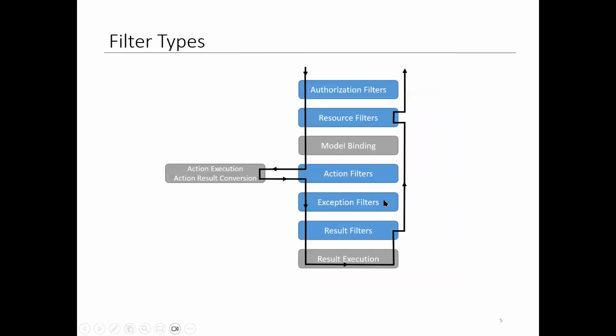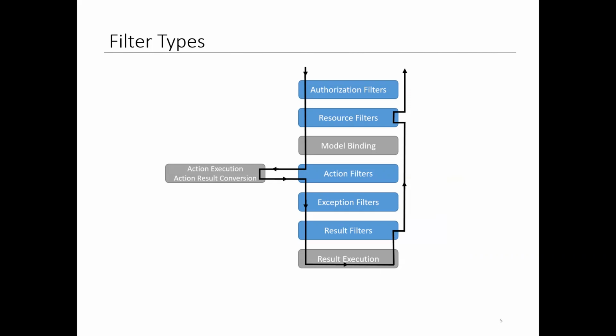Now, what are the types of filters that are available in ASP Core? The first and foremost would be the authorization filter. If the authorization filter fails, there's no point in proceeding any further. So the request bounces back saying that the user is not authorized or authenticated.